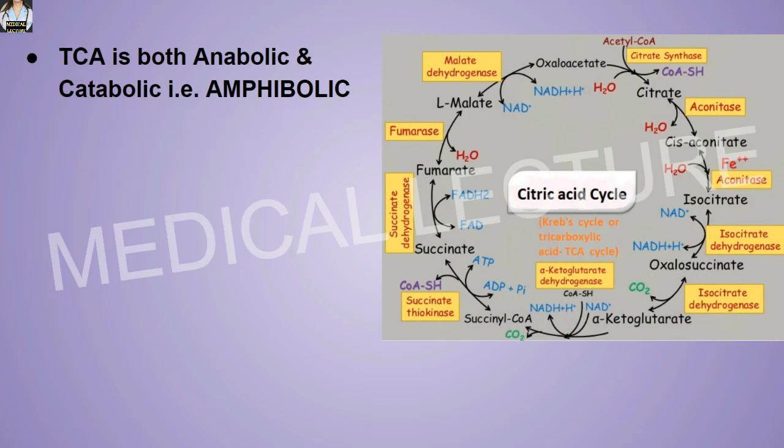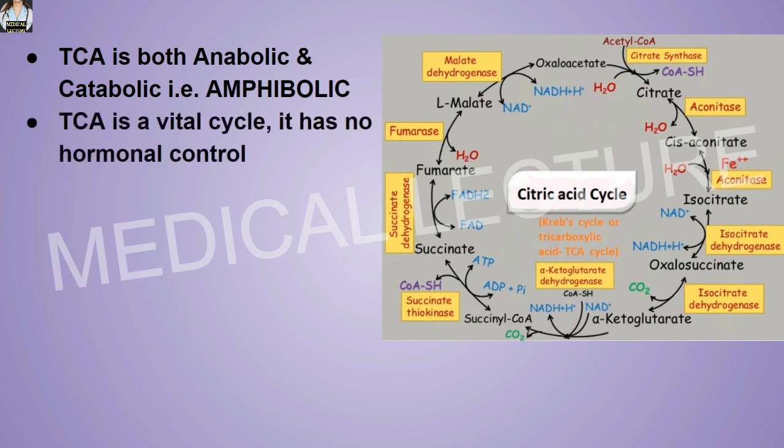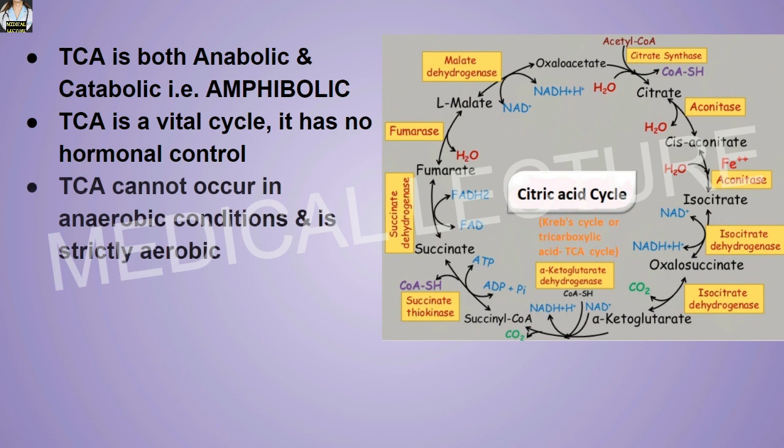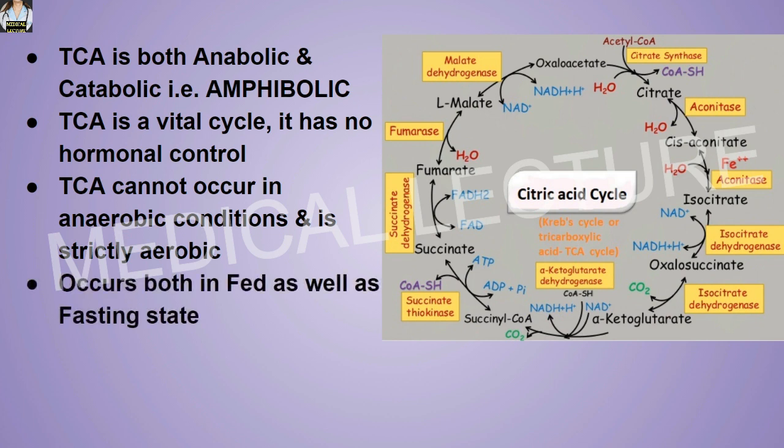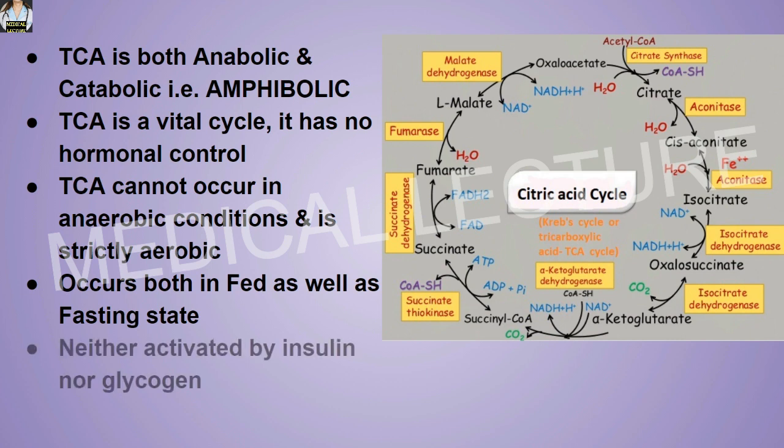The tricarboxylic acid cycle is both anabolic and catabolic, that means it is an amphibolic pathway. It is a vital cycle and has no hormonal control. The TCA cycle cannot occur in anaerobic conditions and is strictly aerobic. It occurs in both the fed and the fasting state. It is neither activated by insulin nor glucagon.